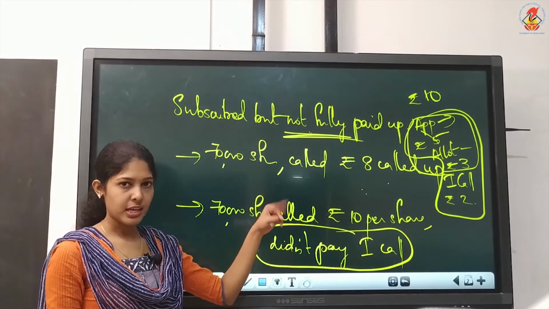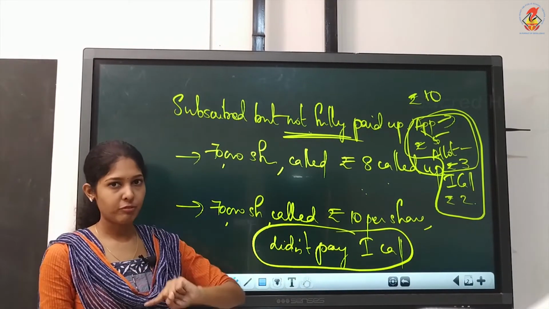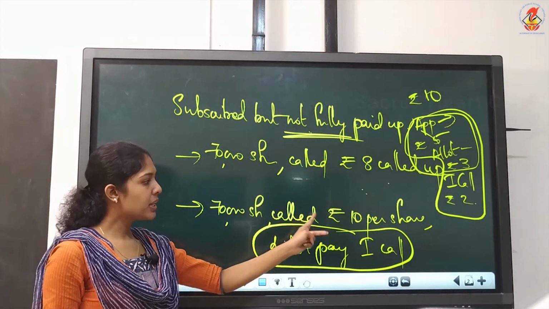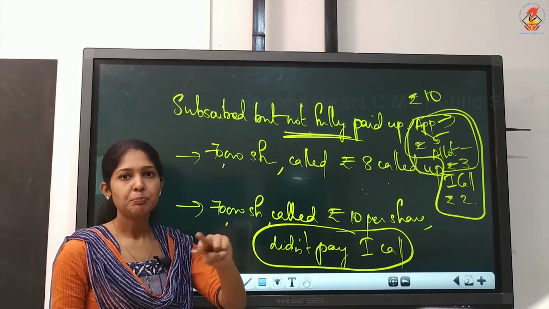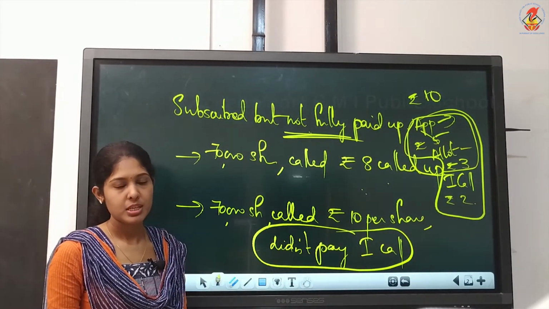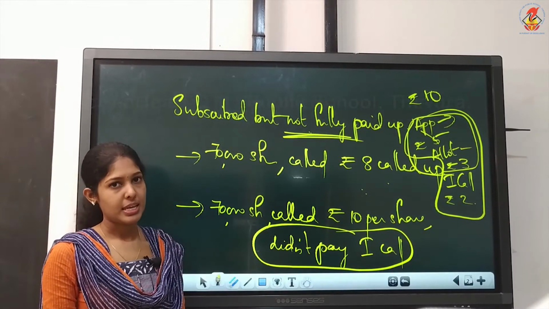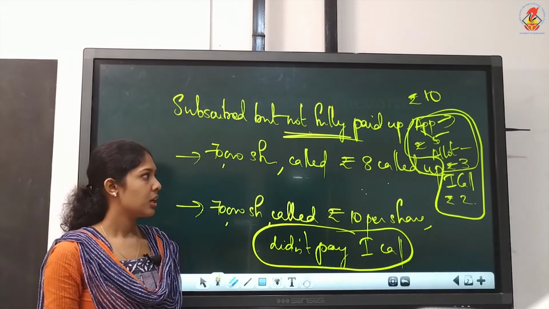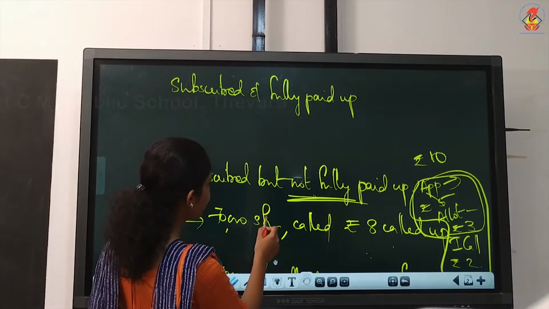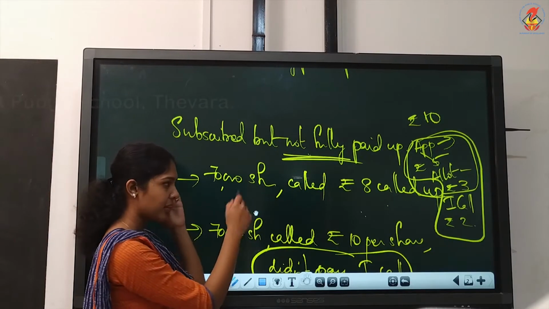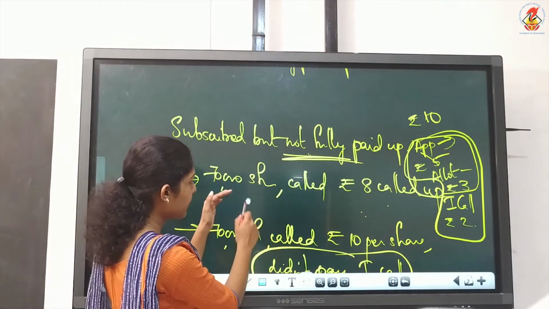So two categories are there. One is the company didn't call the entire 10. That is not fully paid up. Second is the company called the entire 10, but the public didn't pay any one of the installments. That also will come under the not fully paid up category. Understood? Okay, now we'll do this problem. If you want, you can just write this for you to understand, I mean how it is not fully paid up and all.